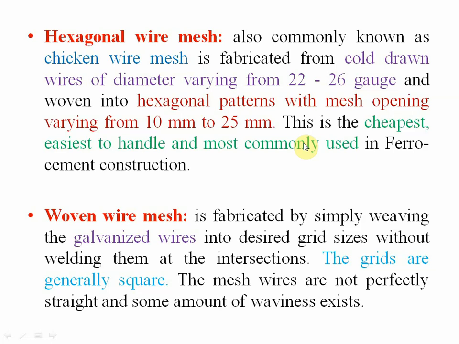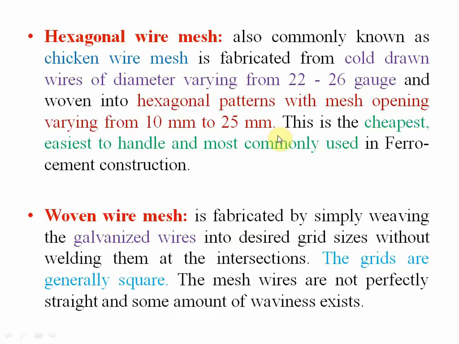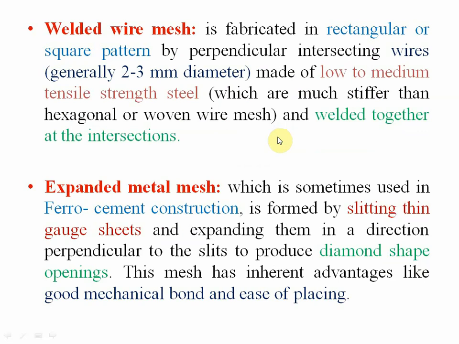So the mesh wires are not perfectly straight and some amount of waviness exists. Here you can observe these are not perfectly straight as you are passing one on another. You can see the weaving here, that is the bending here. Okay, so next is welded wire mesh.